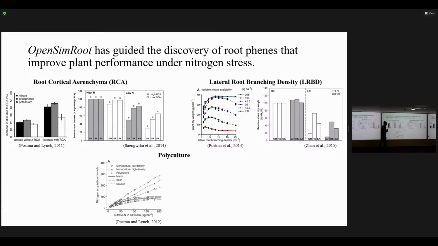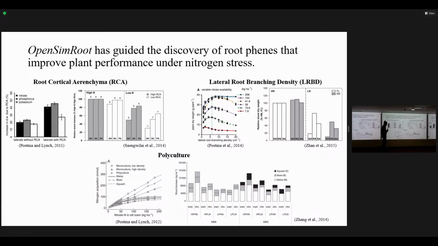Another example, tested in the model: under polyculture, the root was able to take up nitrogen more efficiently. The model predicted that in polyculture, the uptake of nitrogen was more efficient compared with monoculture. And then in 2014, this was tested in the field, and it was congruent with the model. So this is just an introduction of how the model has helped us to guide research in discovering new phenes.